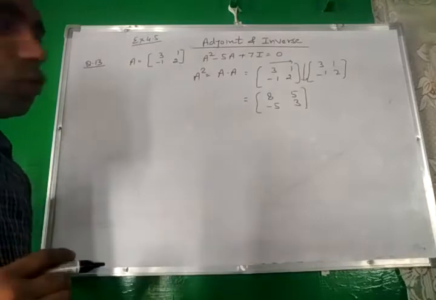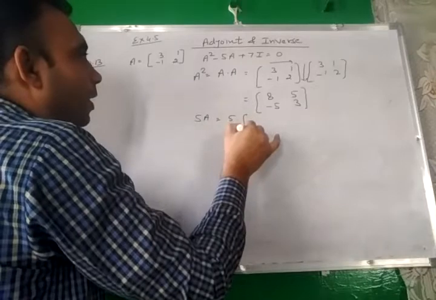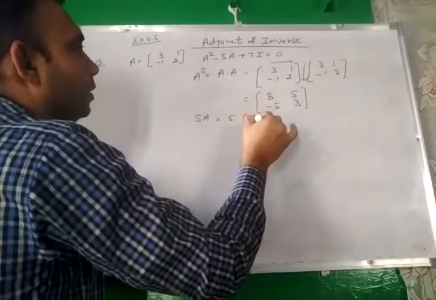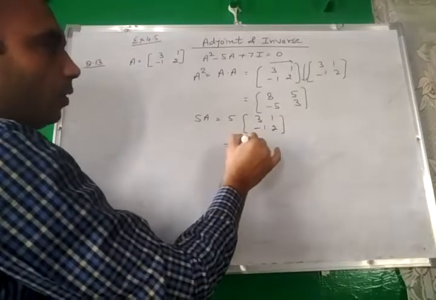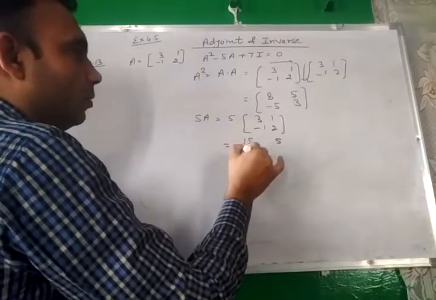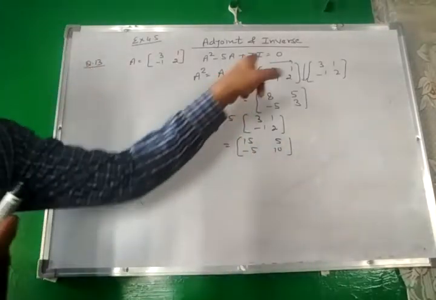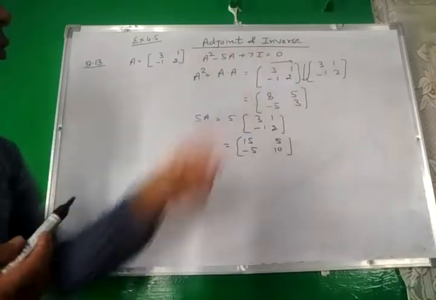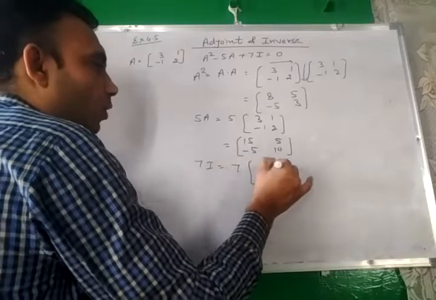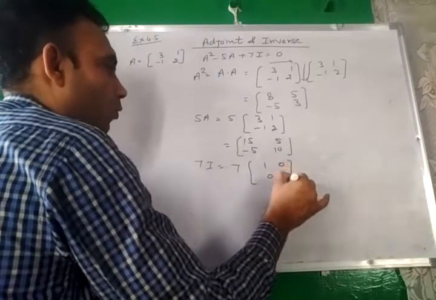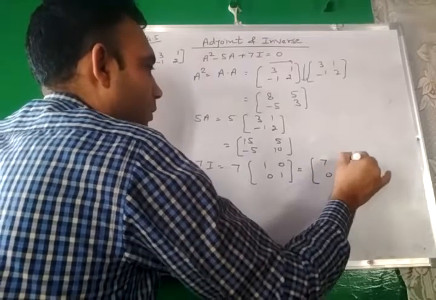This is A square. Now 5A. 5A implies 5 into A, [[3, 1], [-1, 2]]. 5 3 15, 5, minus 5, 10. I implies identity matrix of order 2. So 7I. 7I implies 7 into [[1, 0], [0, 1]] implies [[7, 0], [0, 7]].